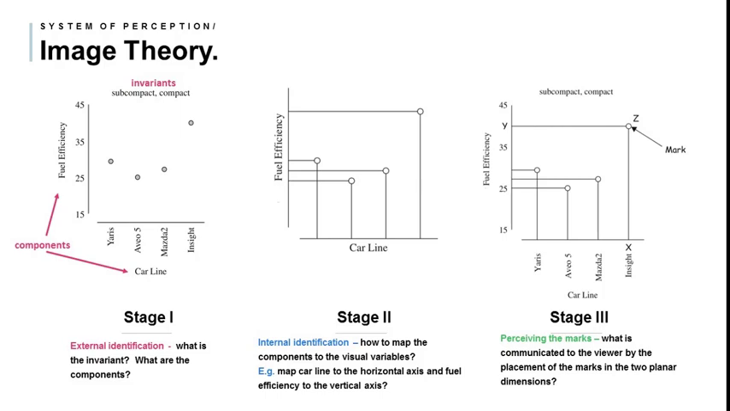These are the 3 stages of reading an image. Our brain goes from external identification towards the internal part of the graphic, and then it tries to attach meaning to what it's looking at. And this is what we should cater for when we create graphics.